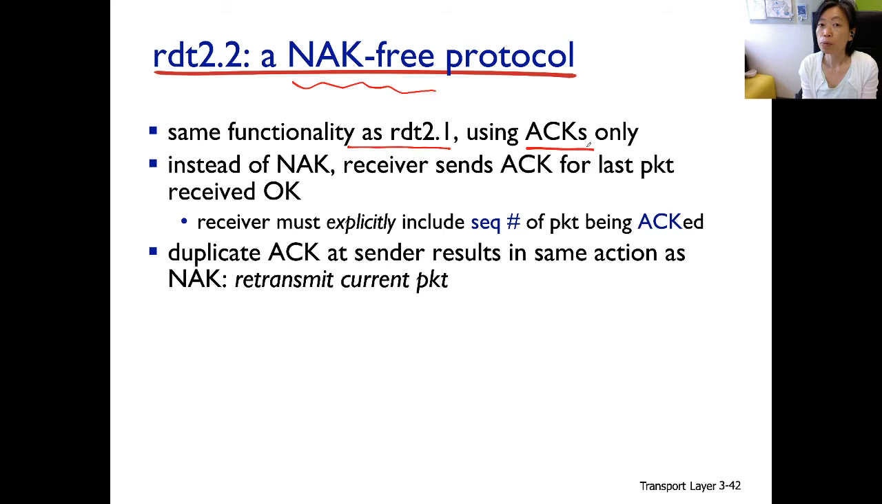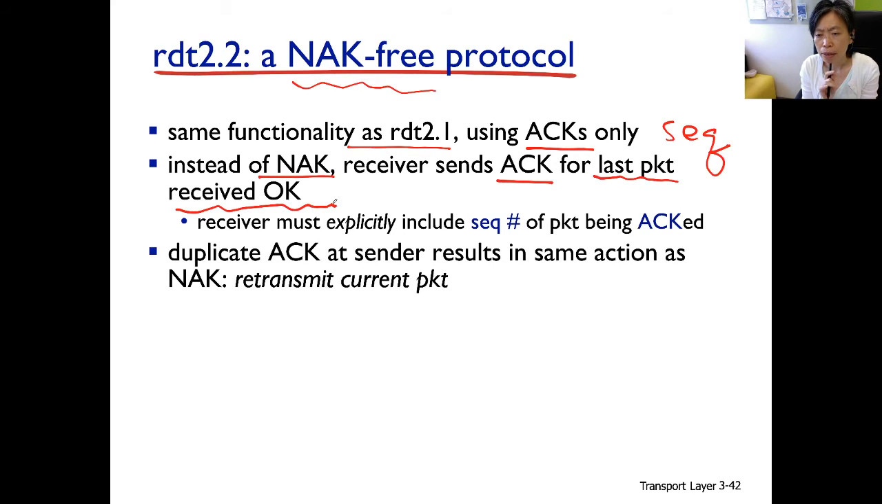But the ACK packet will be carrying an extra bit. That is also the sequence number. So that is the sequence number bit, and the value in the sequence number bit is going to tell the sender whether this is a positive acknowledgement or a negative acknowledgement. All right. So now we have a NAK-free protocol. Receiver sends an acknowledgement packet for the last packet received.